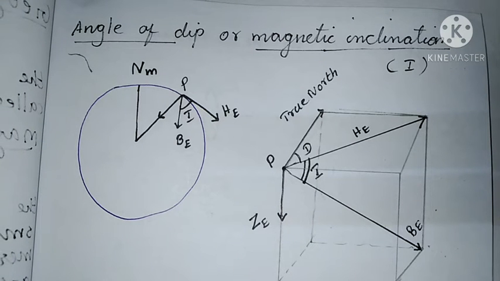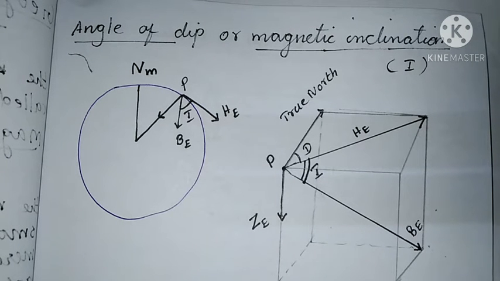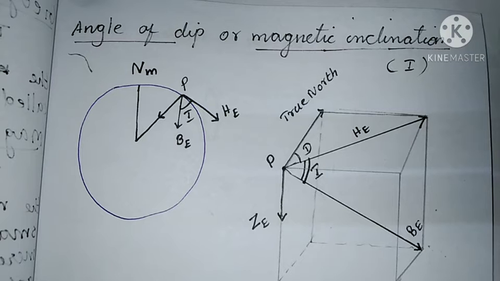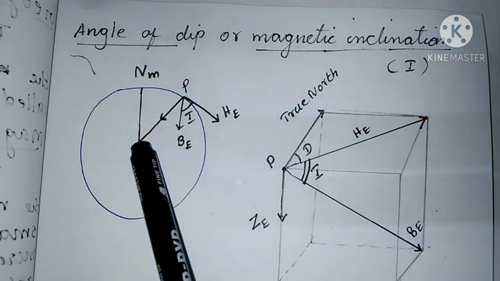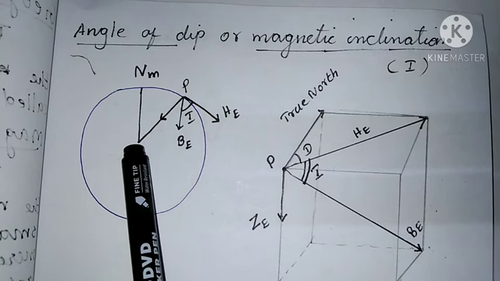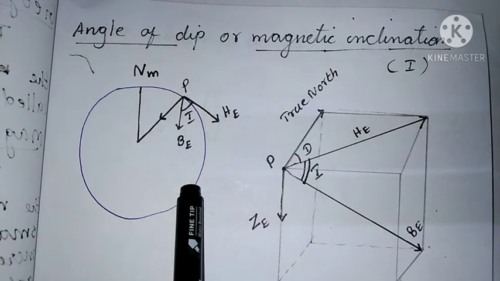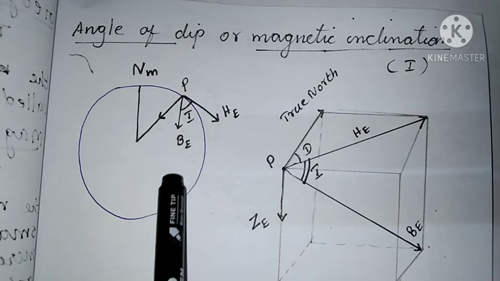So consider a dip needle, that is just a compass needle, pivoted so that it rests horizontally, and made to rotate freely in a vertical plane coinciding with the magnetic meridian. What happens there? It orients itself so that its north pole finally points exactly in the direction of Earth's total magnetic field.